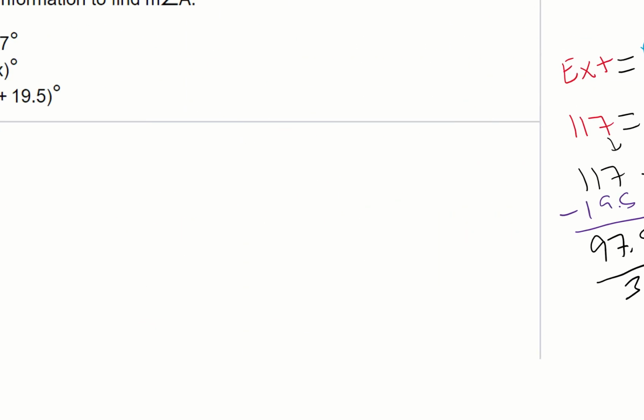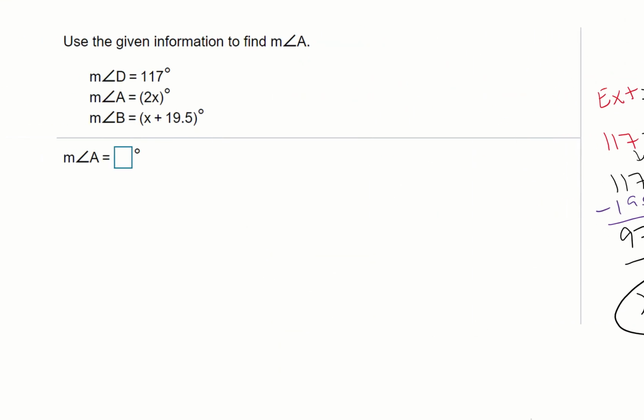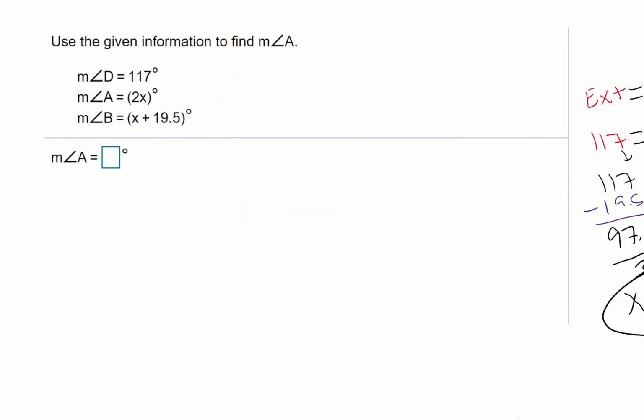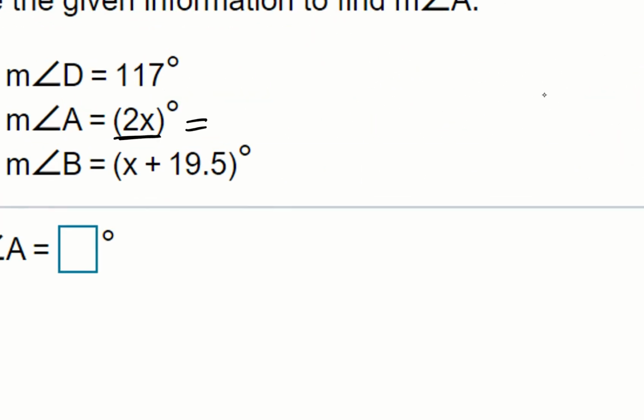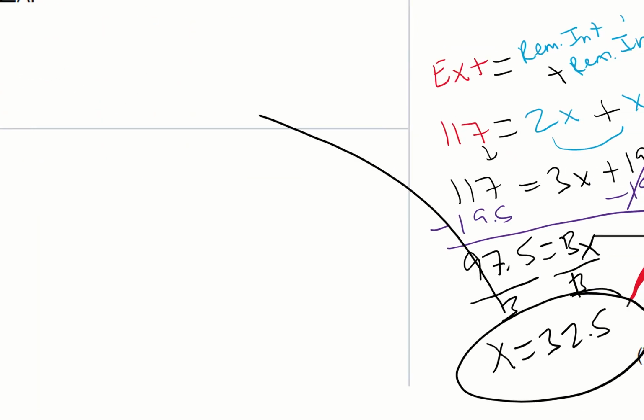So we get 32.5. So x is 32.5. All right, and that's my value of x here. Now we want to figure out what angle A is, right? So remember that angle A is 2x. So we've got to plug in the x there. The x that we found here has to be plugged in there.